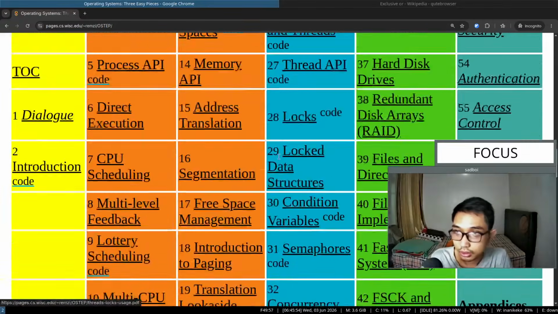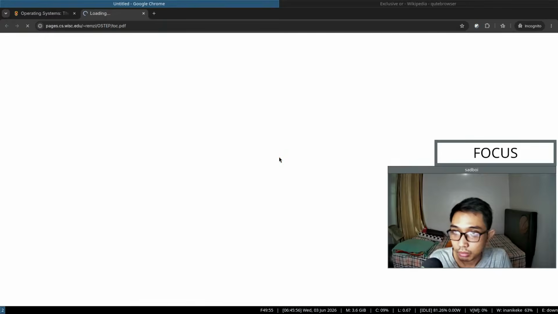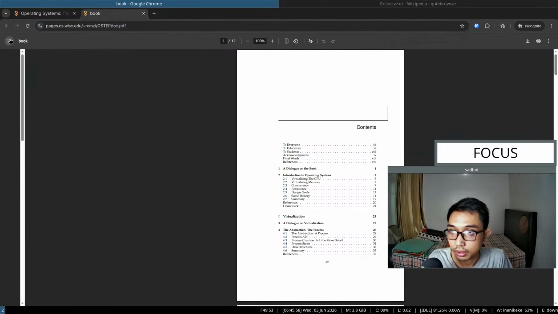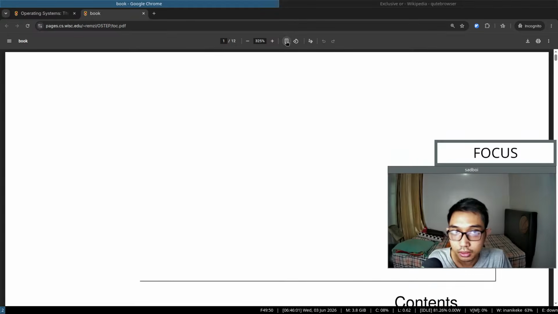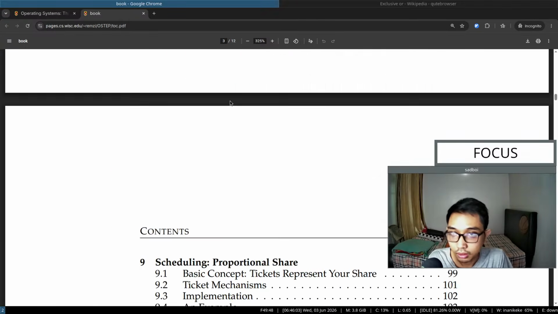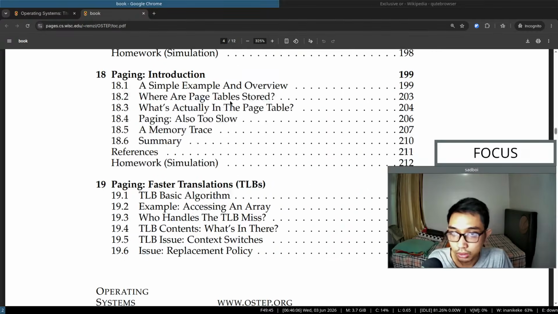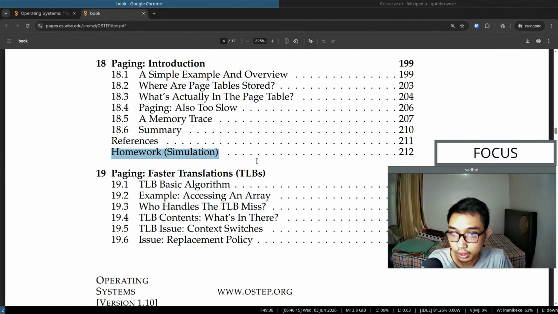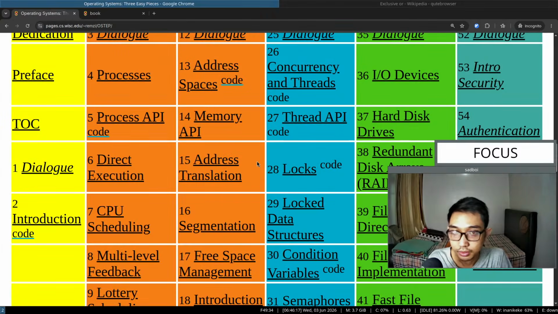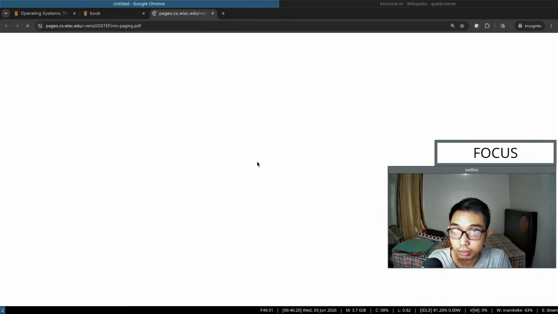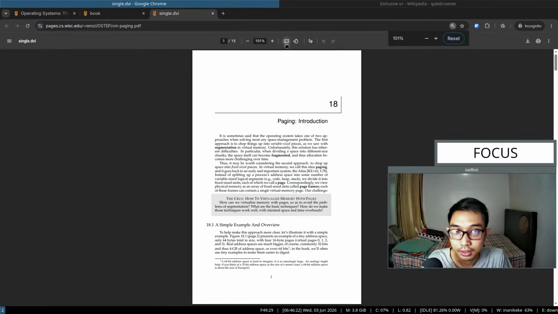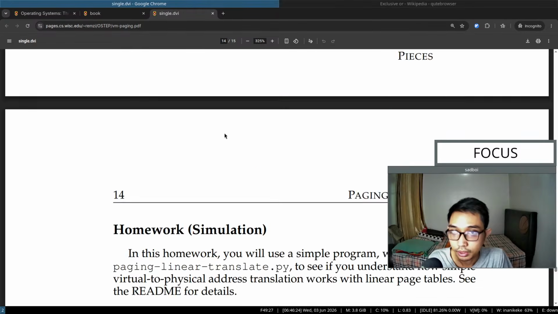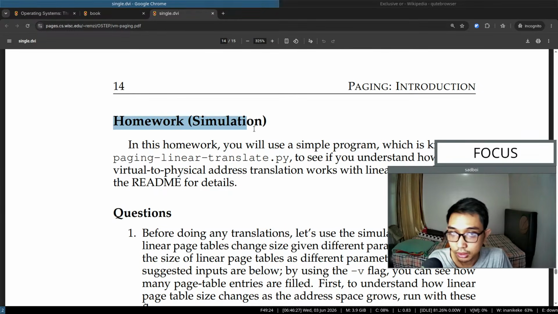Let's continue. Let me open the table of content first. Okay, we are on chapter 18, paging introduction, and still on the section homework simulation here. Let me open that. Okay, we are in this section.